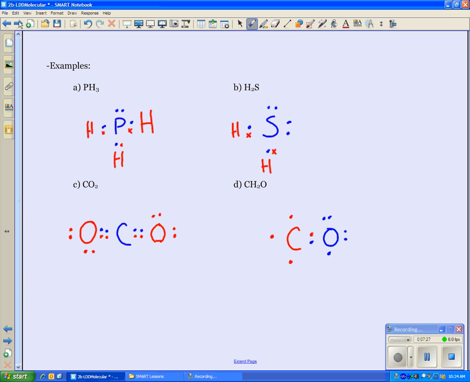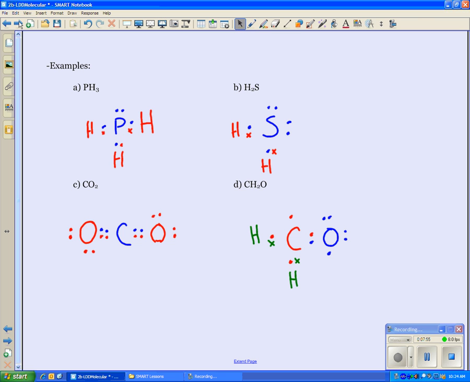Now we have 2 hydrogens that need to be placed. We can't put them both onto the oxygen, and if we put one onto the oxygen, one onto the carbon, we're going to end up with 2 electrons on the carbon that can't be paired up together. So we need to put both of the hydrogens onto the carbon. Doesn't matter which side you choose. So I'm going to do the left and the bottom.